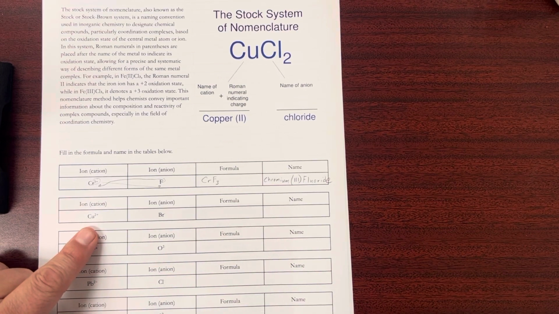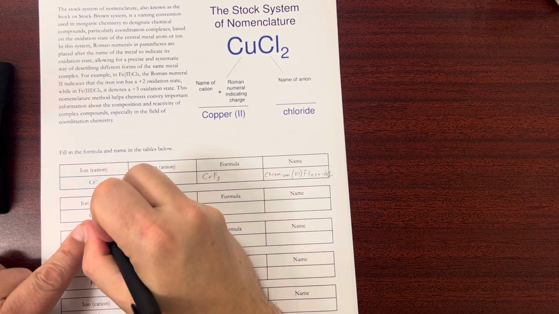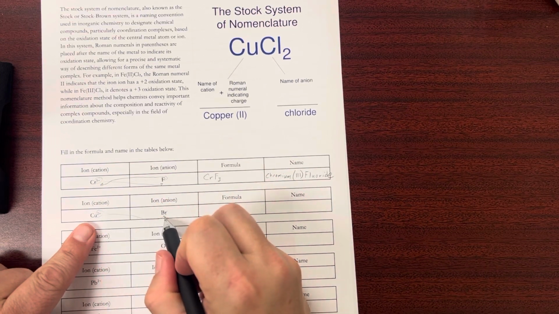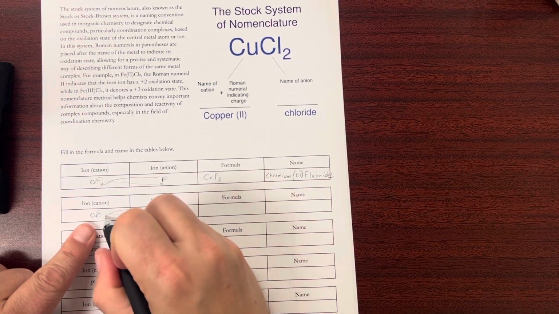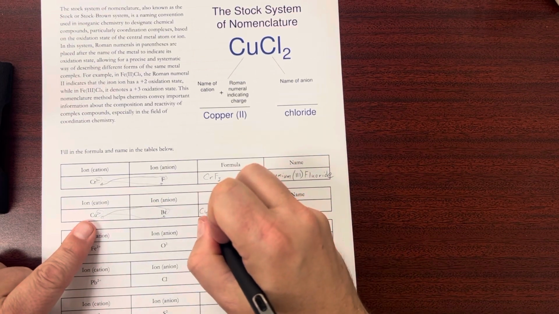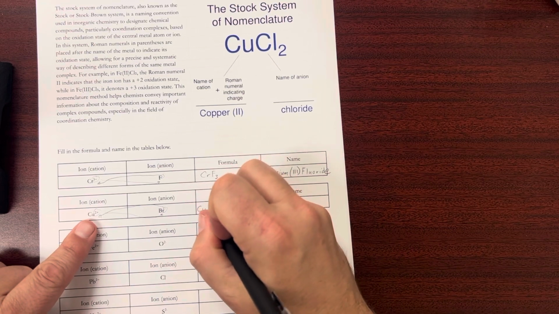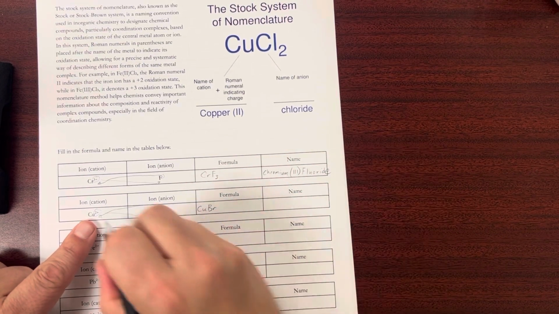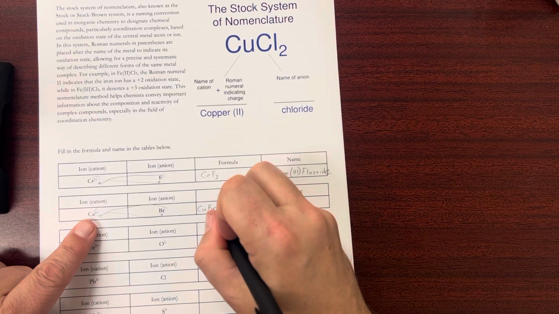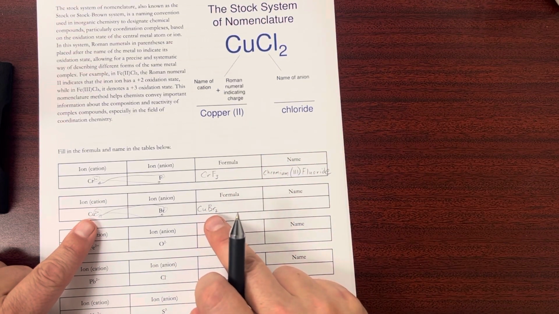All right, I've got copper and bromine. To get the numbers, I'm going to swap these. That'll tell me how many of each. So for copper, I just have the 1. For bromine, I have 2. So that goes down there. So my formula is CuBr2.